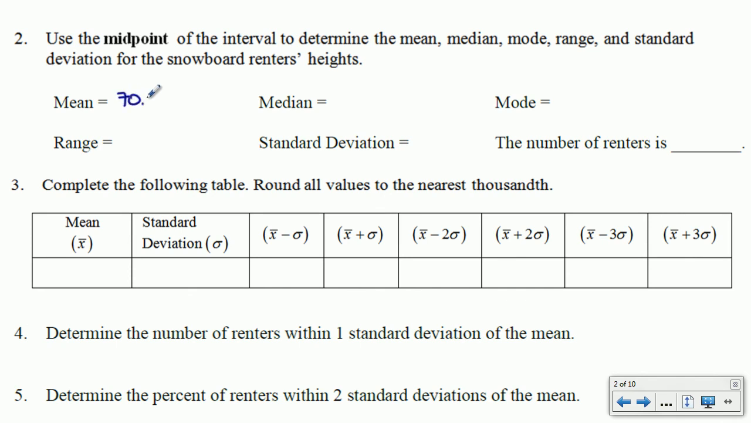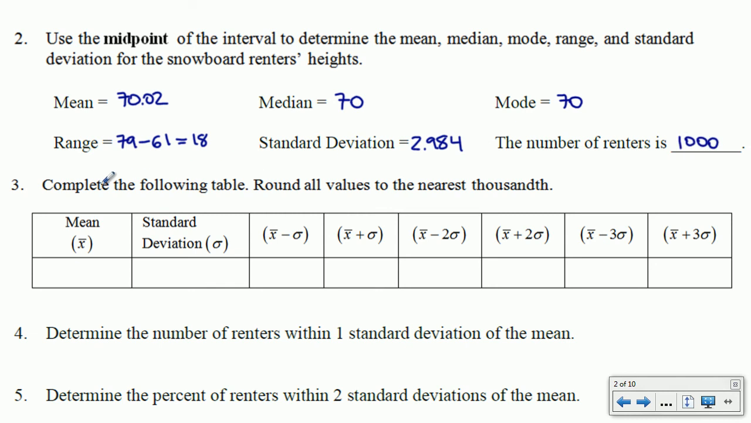The mean was 70.02, the median was 70, and the mode we can get off the histogram by reading the tallest category, which is 70. The range goes from 61 to 79, so if we do 79 minus 61, the range is 18. The standard deviation we got from our calculator was 2.984, and the number of renters was 1,000.